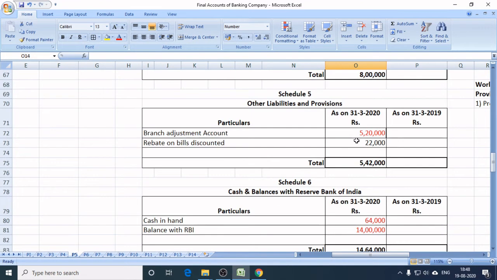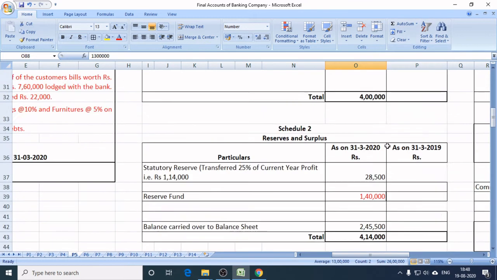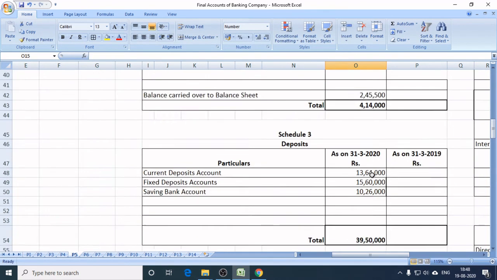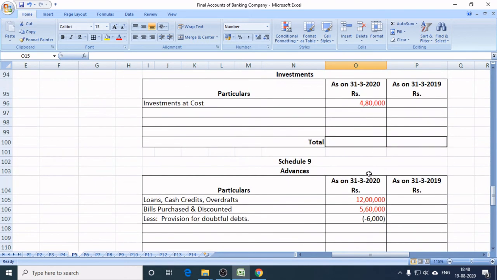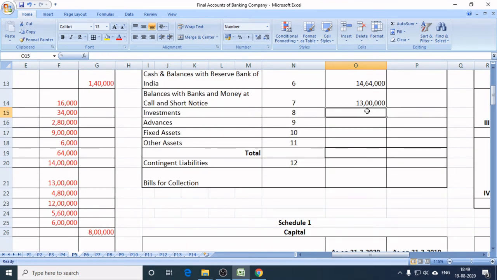Now schedule number 7, there is only one figure, 13 lakh. So show the summary here next to schedule number 7, 13 lakh, that is balances with banks and money at call and short notice. Now next is schedule number 8, investments. There is only one figure, so 4 lakh 80,000. Show the same here, 4 lakh 80,000 rupees.